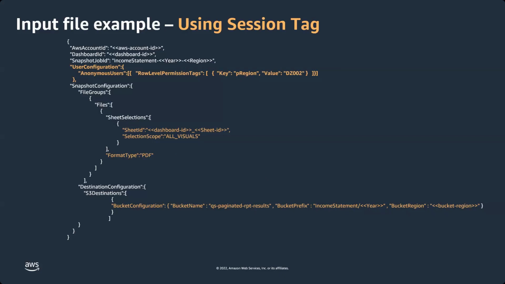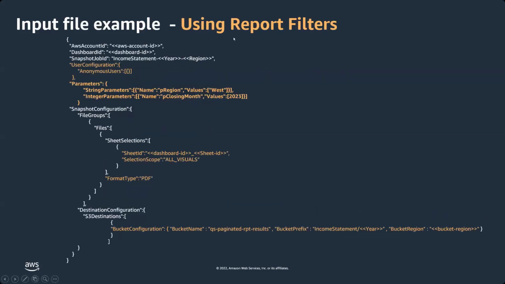in the user configuration. The next example scenario is where you can use report filters. Let's say you don't have a session tag, and that could be one scenario where you will have parameters already part of your report. You can use those report parameters to generate these reports. So in this example, I'm taking West as a region. I want to generate the report for the West region for a particular month or year, so I can pass my parameters as part of my parameter sections. In this case, I don't have a session tag. This is how I can pass that.